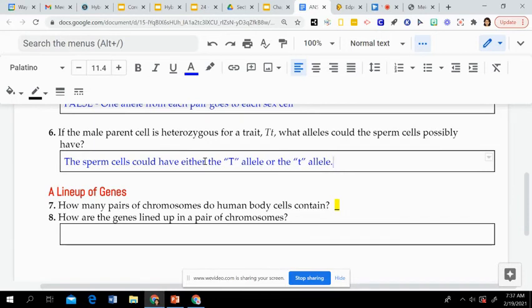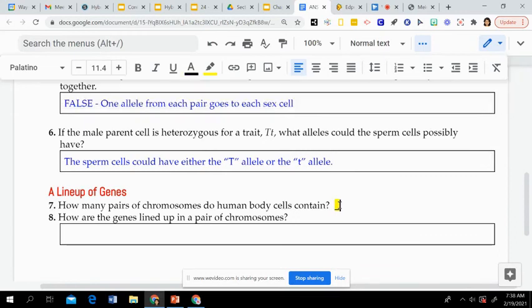All right, going down to a lineup of genes. This is just going through and explaining how the chromosomes carry the genes. So how many pairs of chromosomes do the human body cells contain? Hopefully with your warm-up, you remember that the human body cells contain 23 pairs of chromosomes.